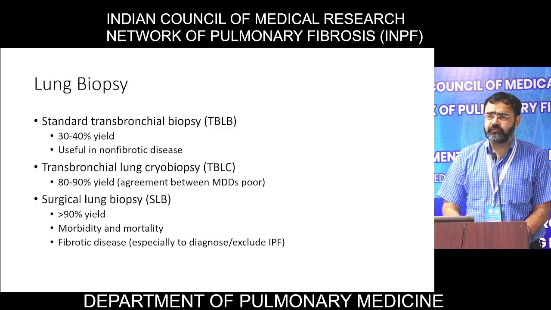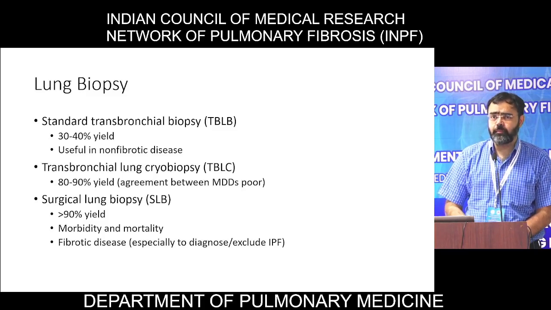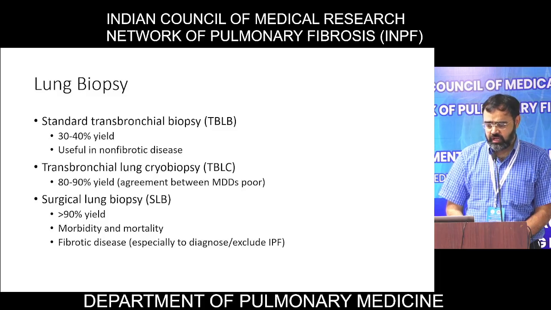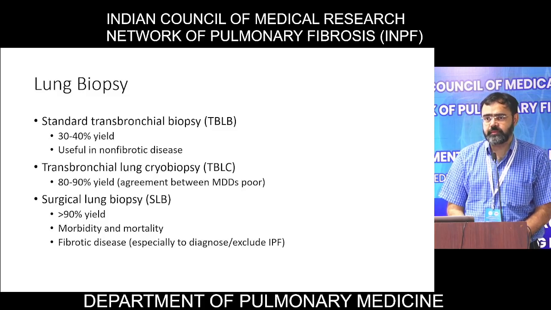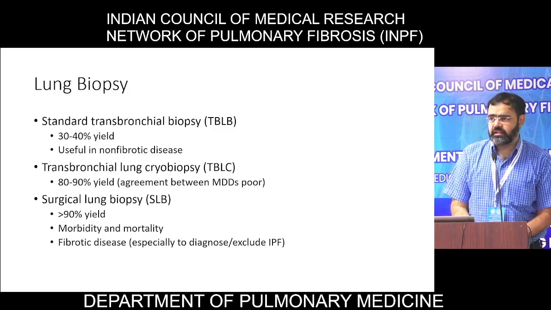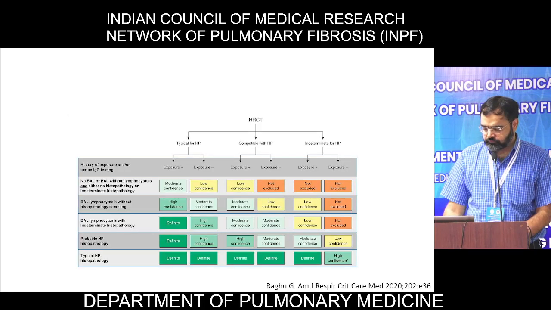But if you have a problem with differentiating it from IPF, say a 60-year-old farmer smoker comes to you with a UIP pattern with some small airway involvement, then sometimes it's an issue, and a good TBLC may also help you differentiate, but there sometimes you will need a good surgical lung biopsy to really pinpoint whether it is fibrotic HP or IPF.